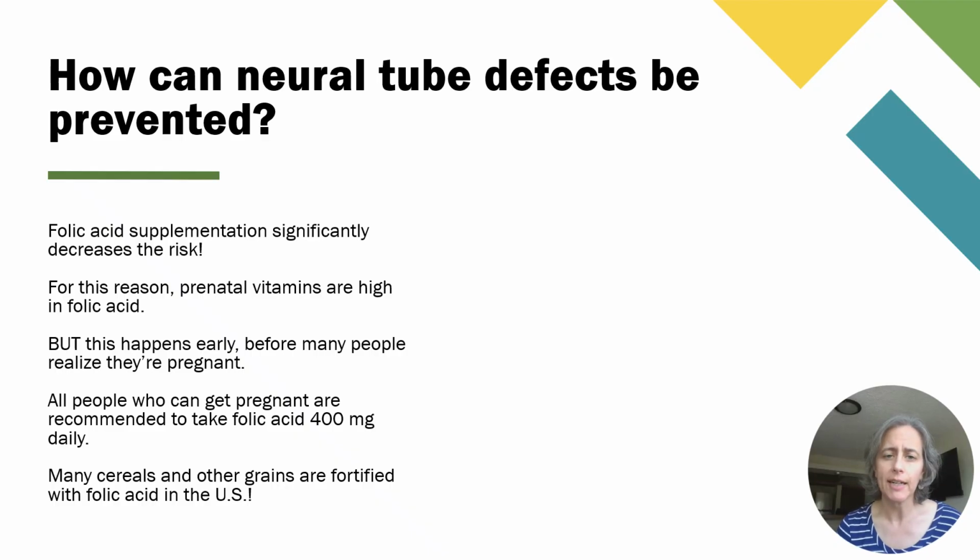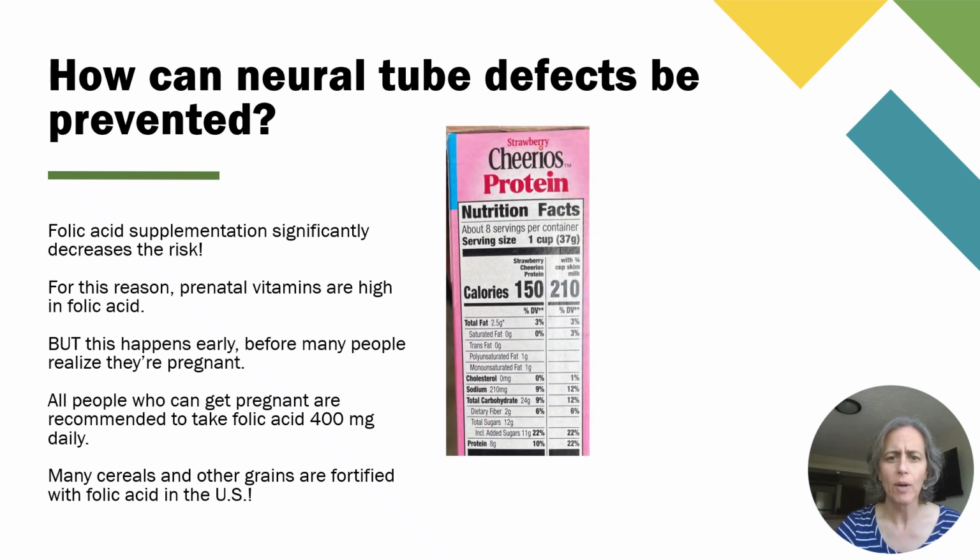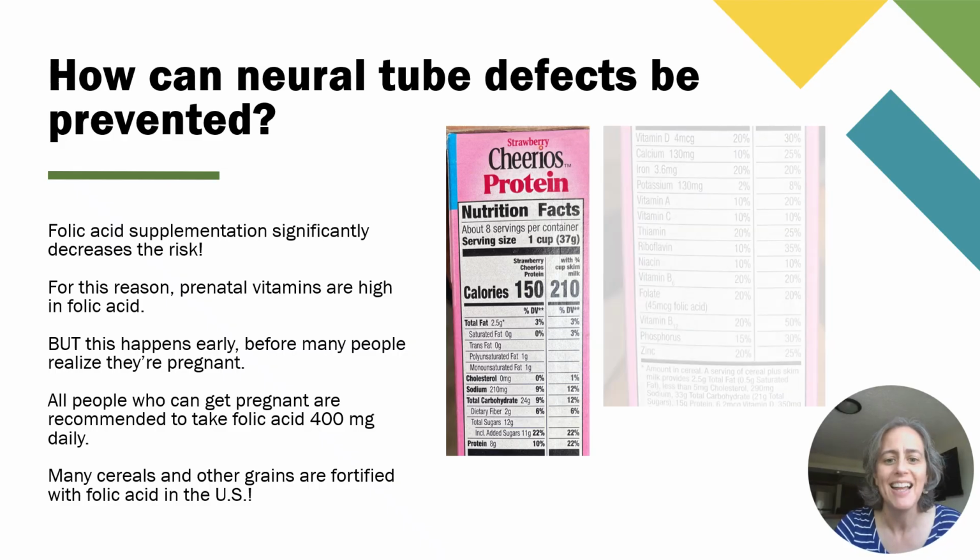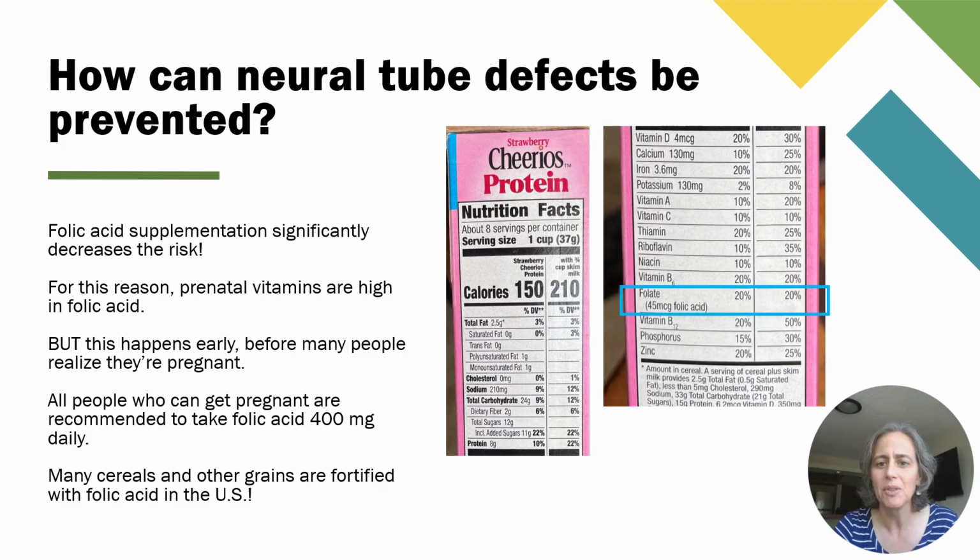many cereals and grains in the United States are fortified. They have a small amount of folic acid added to them. As a culture, we don't tend to eat a lot of leafy greens, and so giving us a little bit of extra of that vitamin in our breakfast is probably a good idea. So I looked at my cereal box from this morning. I had strawberry Cheerios. And if you look down on the labels, you will see that it is supplemented with folate or folic acid. You can see it right there.